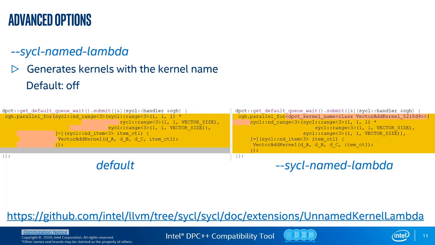One more extension helping with code simplification is the unnamed kernel lambda. SYCL allows device kernels to be defined in a variety of ways, one of which is as a lambda. SYCL 1.2.1 requires that a kernel name be specified as a template parameter. DPC++ has an extension which makes naming of lambdas at invocation time optional. By default, the tool generates code with unnamed kernel lambdas. You may set the option SYCL named lambda to generate the code with named lambdas, which is in accordance with the existing SYCL standard.